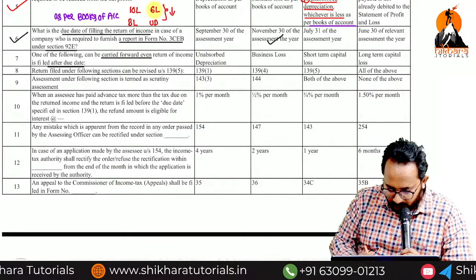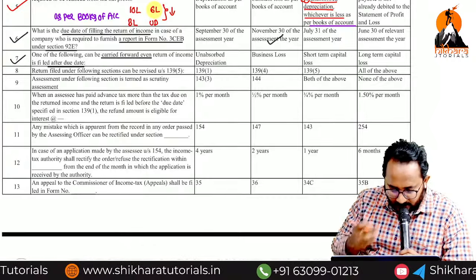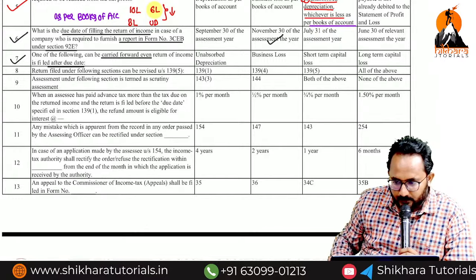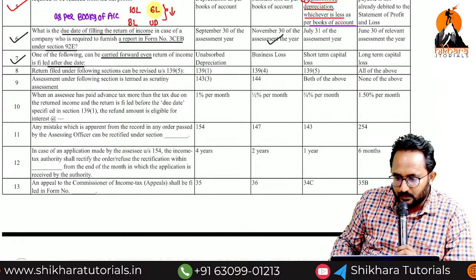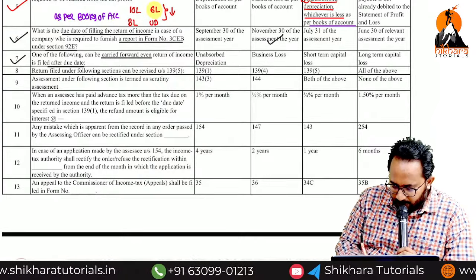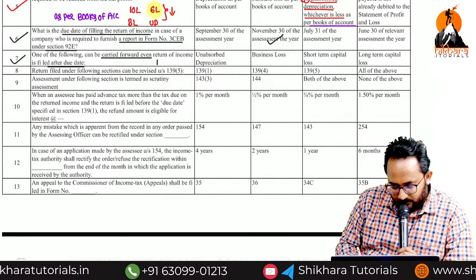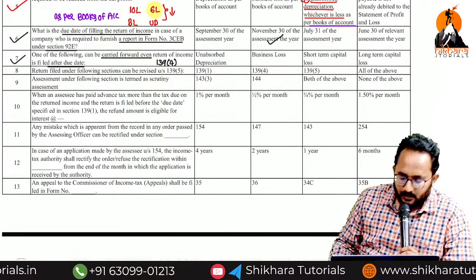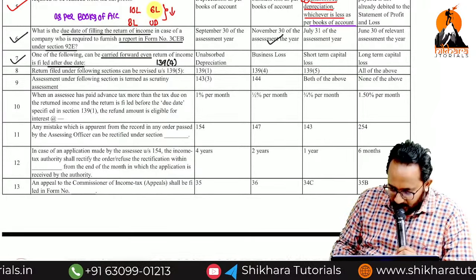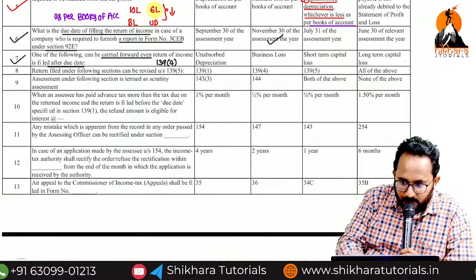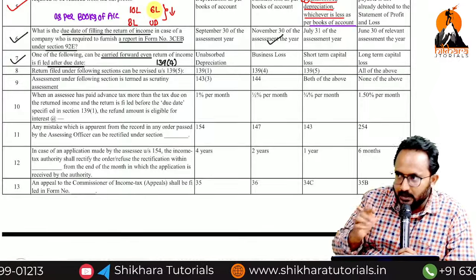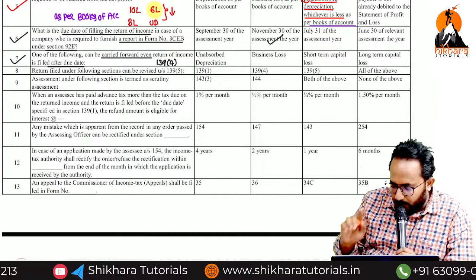Now remember, which one of the following losses can we carry forward even if the return is filed after the due date? That means here we file the belated return, that is section 139(4). In case of a belated return, which of the losses can we carry forward? Even if the return is filed after the due date, we can carry forward the unabsorbed depreciation, house property losses.